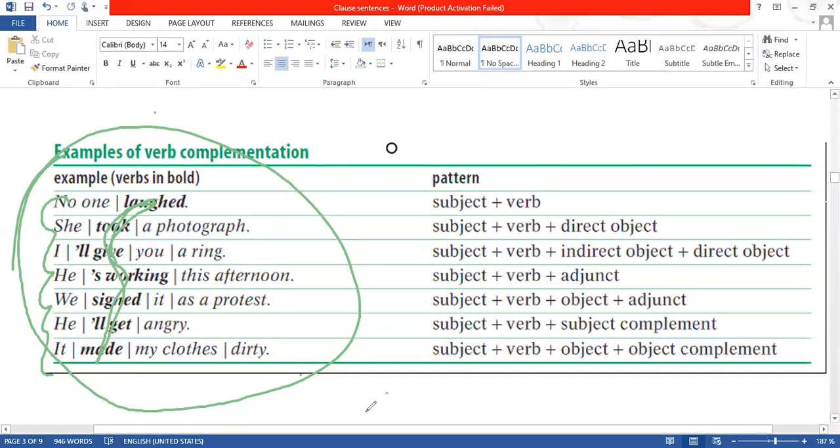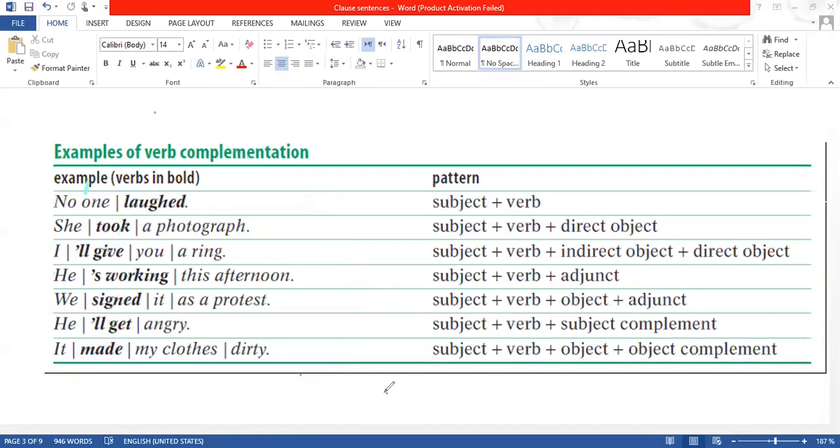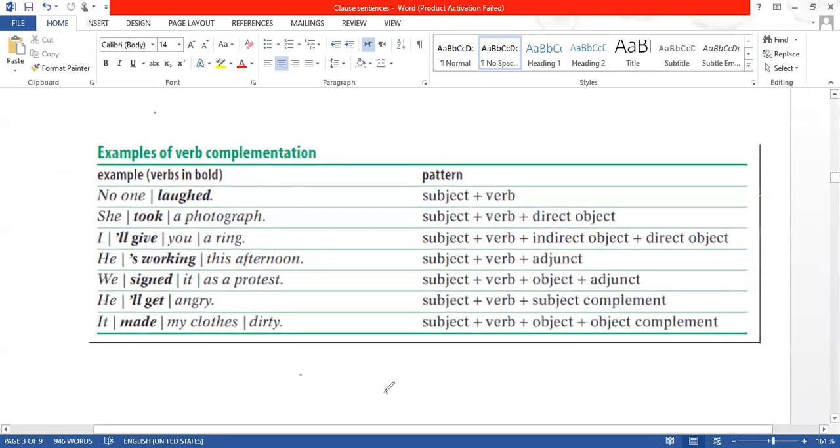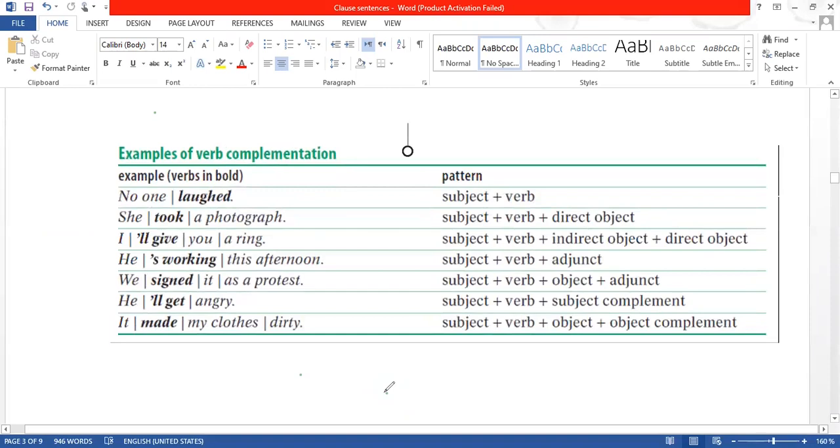So, okay. You see, look at this just for a while and see that clauses can have different patterns, like subject and verb, or subject, verb and direct object, or subject, verb, indirect object and then direct object, or subject, verb and adjunct. So we can have different patterns, right? You understand all these patterns, right? Is it easy? Not that much, sir. No, it is very easy. Look at it, it is easy.